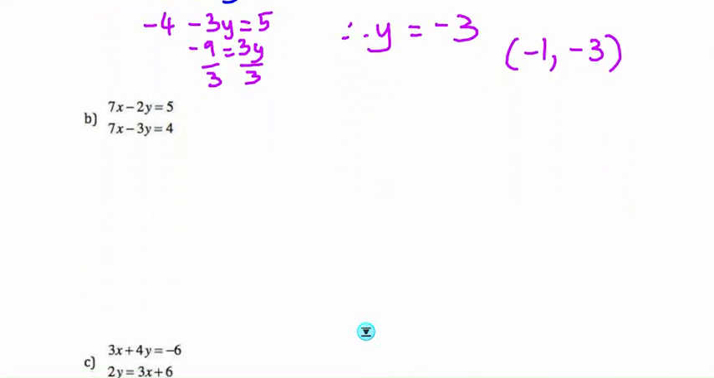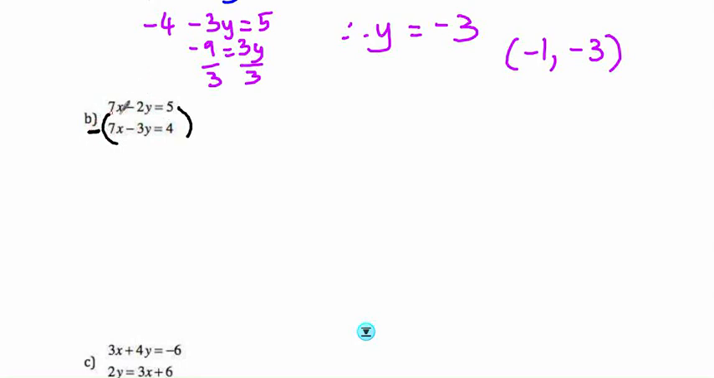Okay, and so in example B, just slightly more difficult, but once again what we can see hopefully is that the coefficients of the x's match. What we're going to do in this case, however, is instead of adding the two equations, we are going to subtract the second equation from the first equation. And because we're subtracting, we need to be quite careful.